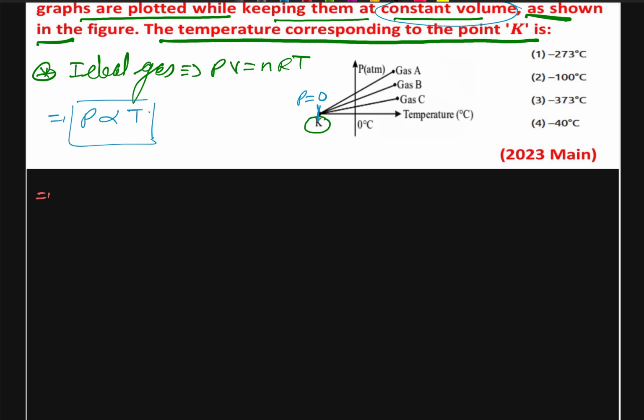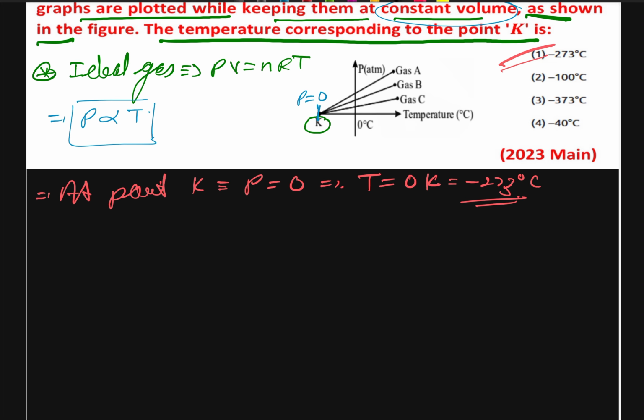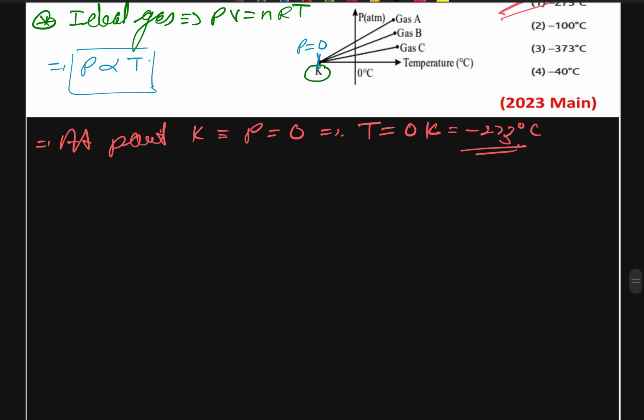Therefore we can say that at point K we have pressure equal to 0, which gives us that the temperature is also equal to 0. But the temperature is absolute, so this will be 0 Kelvin, and in terms of degree centigrade this will be minus 273 degree centigrade. So option 1 is correct. Next question.